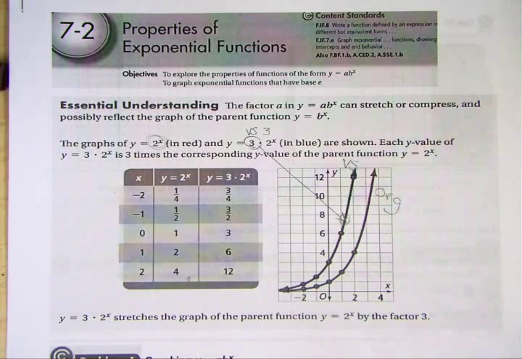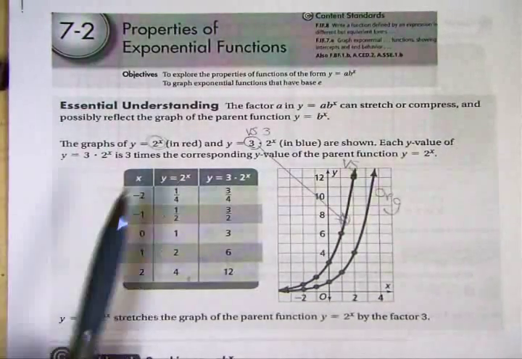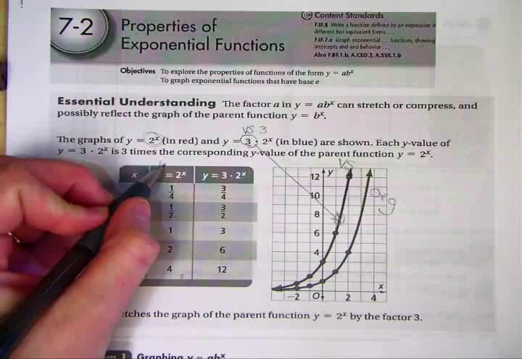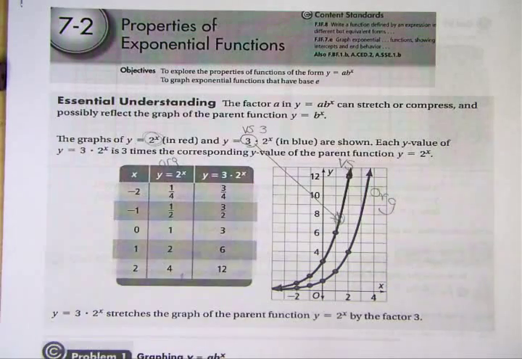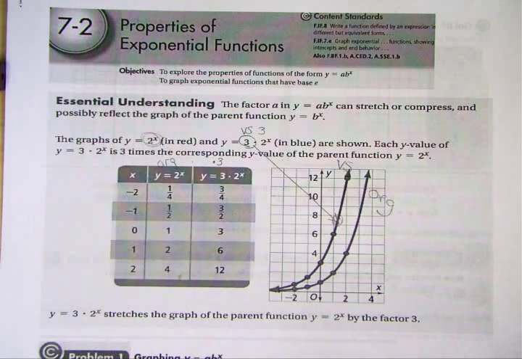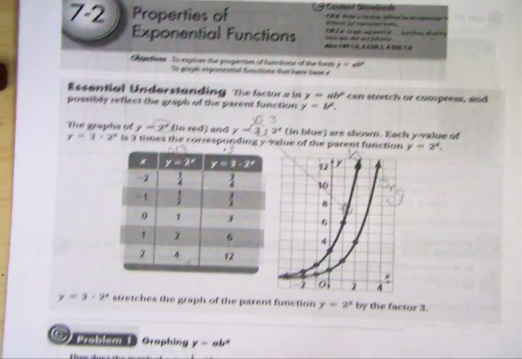Now, how do the y values change? Take a look at the original y values. Here they are, this is the original. Look at every single y value in the next column. Everything's just been multiplied by 3. Let's go down and try some of these ourselves.